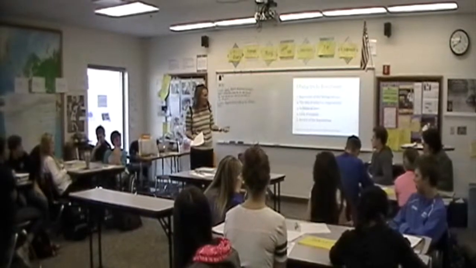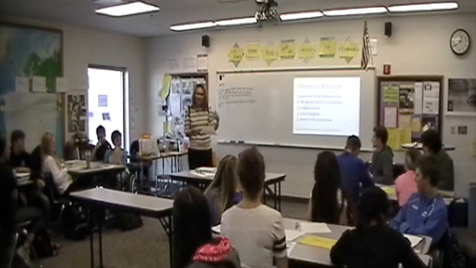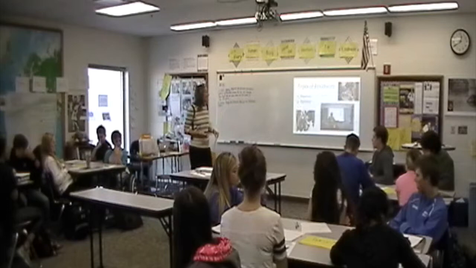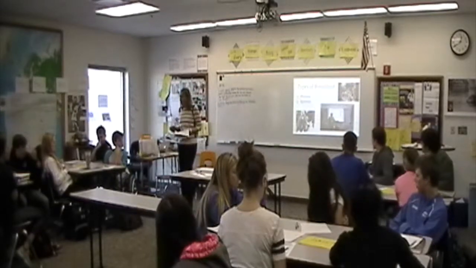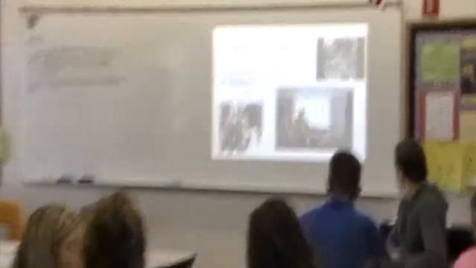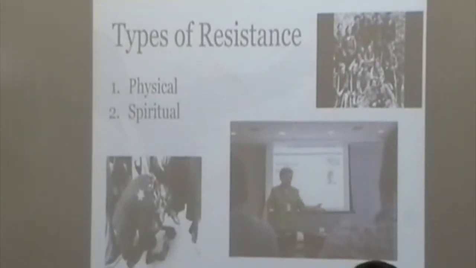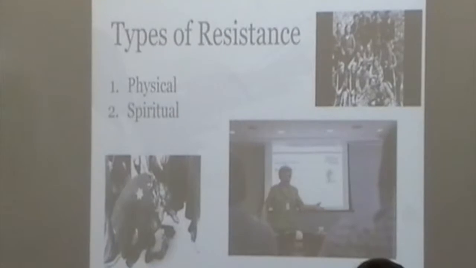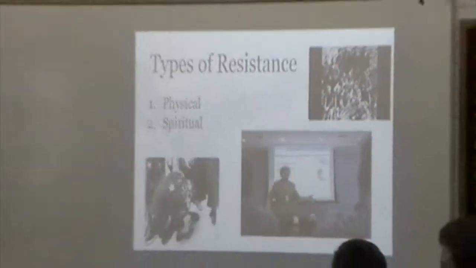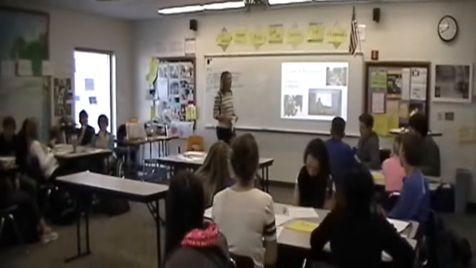So was there really a need to resist if they didn't know that that was coming? Types of resistance. We're going to talk about the two different types. We have physical or armed resistance, and then we have spiritual resistance, and that can be cultural or religious. There's a couple of different subheadings that come underneath this.